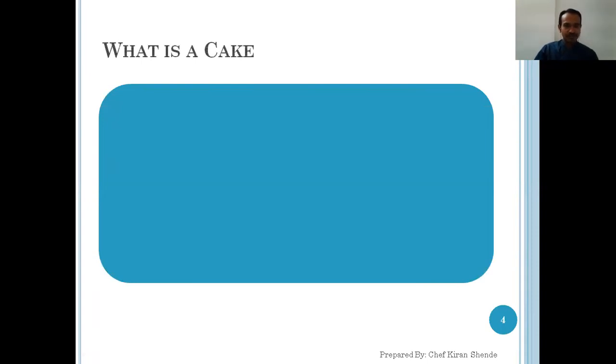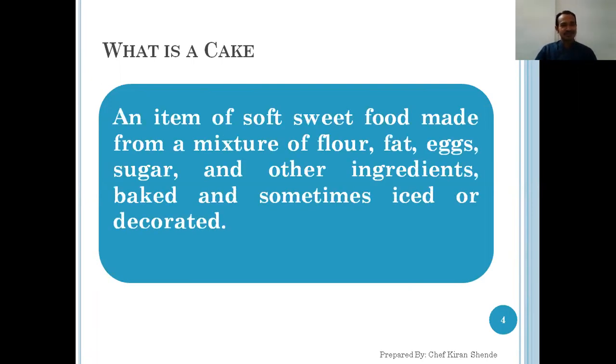Before I take you to my first objective of cake making, let us quickly define what a cake is. It is an item of soft, sweet food made from a mixture of fat, flour, eggs, sugar, and other ingredients. Baked, sometimes iced and or decorated, or sometimes it is eaten like that only.